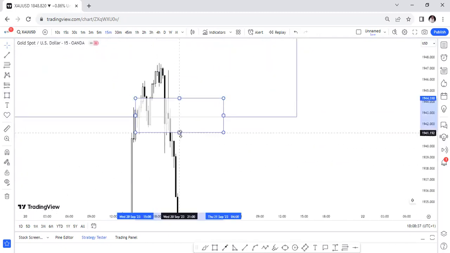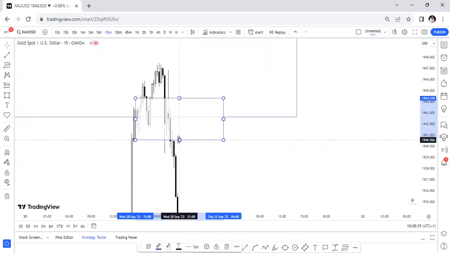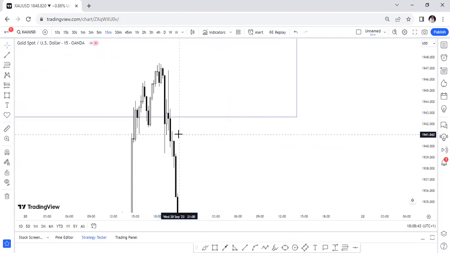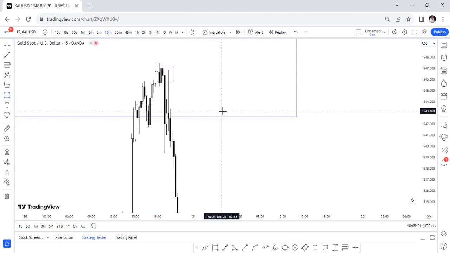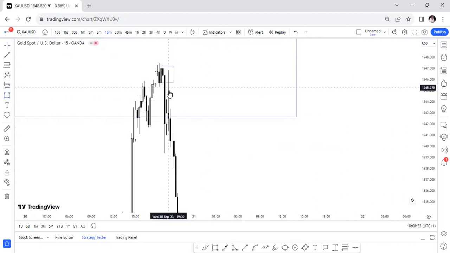Can you see that? So within that higher time frame zone, we can still get more here. This is an engulfing, and price tapped into it. Can you see this? Price tapped back into it.